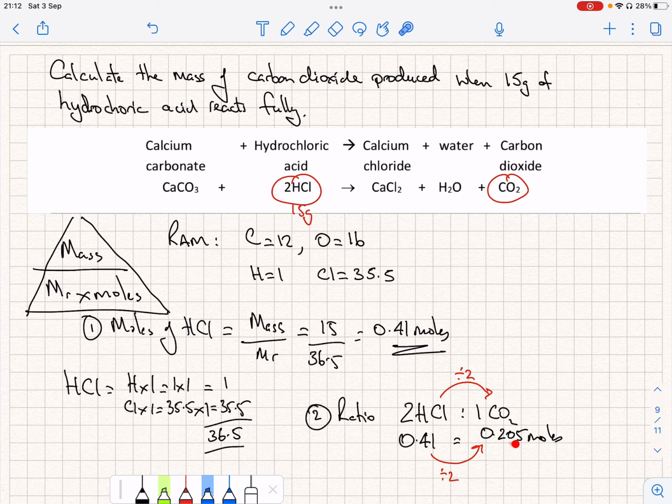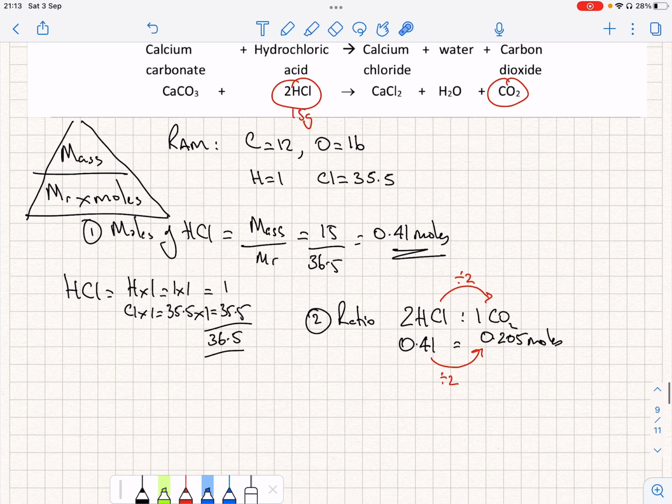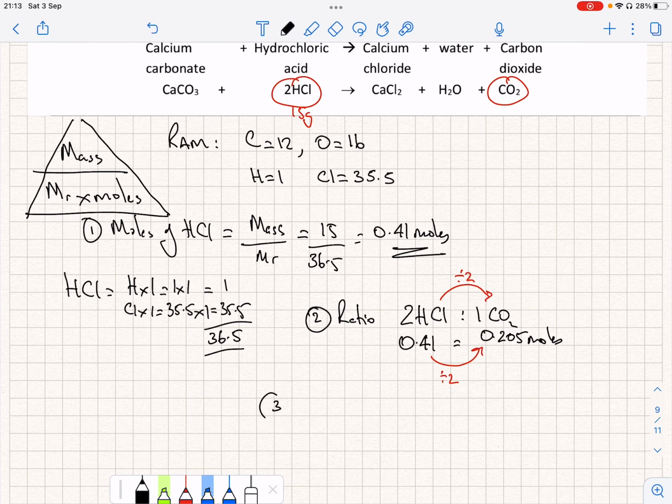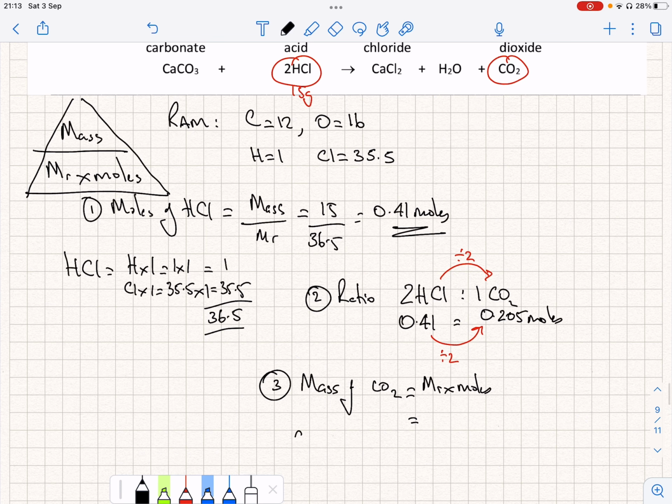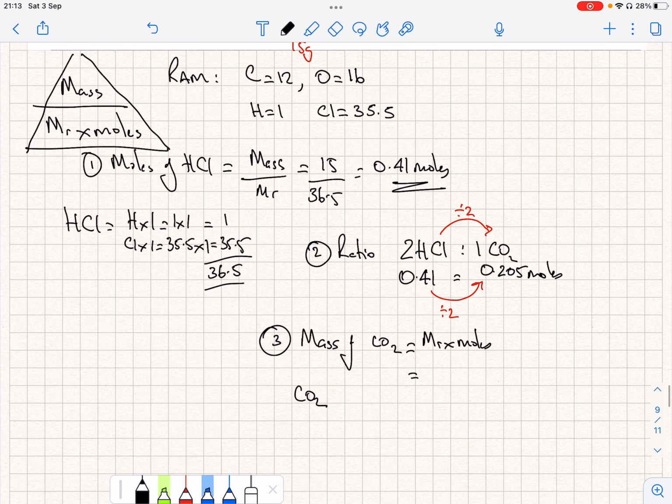All I've got to do is convert that back into mass using the triangle again. So my final step, step number 3, is mass of carbon dioxide. And according to the triangle, if I'm working out mass, it's MR times moles. So the MR of carbon dioxide, CO2: there is 1 lot of carbon, 2 lots of oxygen. Carbon's mass is 12, so that's 1 times 12 is 12. Oxygen's mass is 16, so 2 times 16 is 32. Add those up is 44.